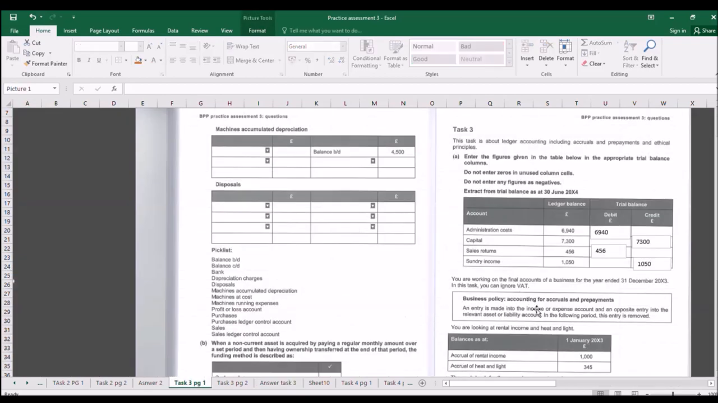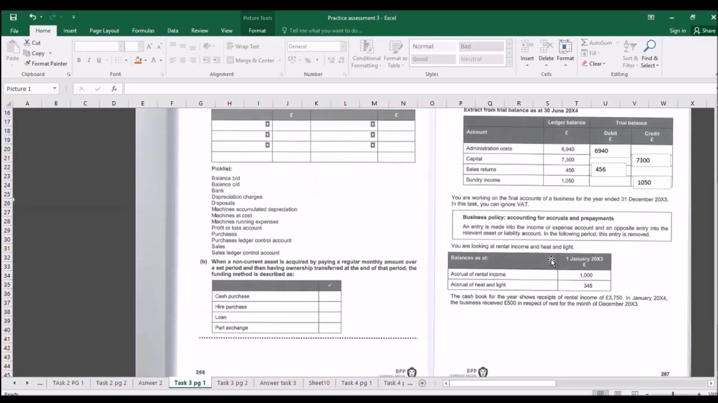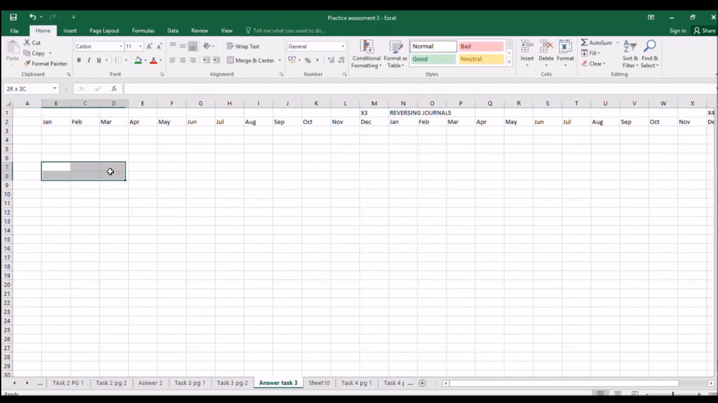Okay, so looking at the rental income for heat and light. So we've got an opening list. Let's start putting in some T accounts in here, which will make life a lot easier as we're going along. Put a load of them in.